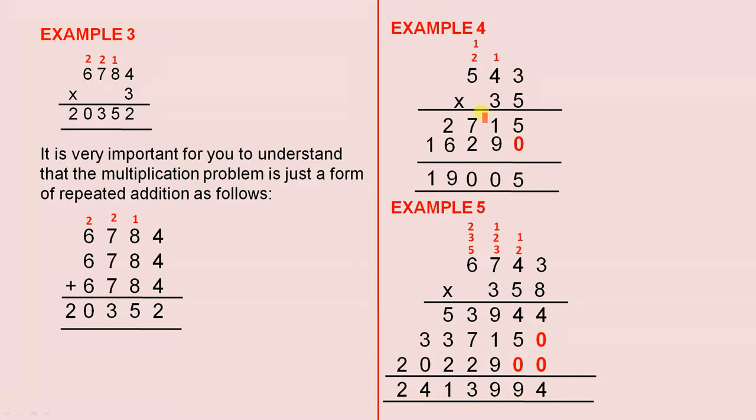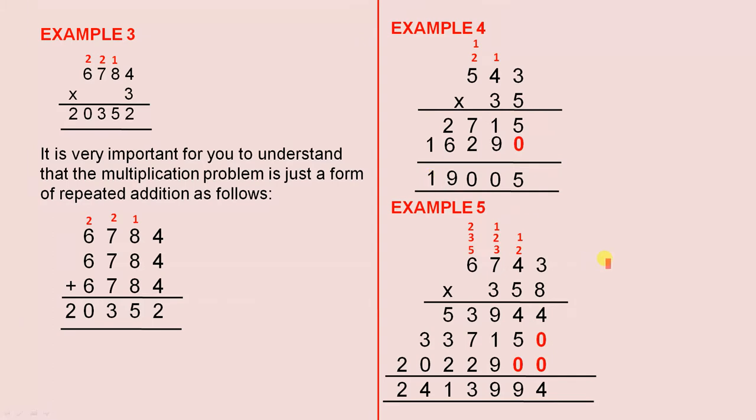3 4s are 12. Put down the 2 and carry the 1. So the 1 up here is the result of multiplying by this 3. 3 5s are 15, plus 1 is 16. There. Add all these numbers up, and you'll get the answer of 19,005. Notice everything is in column order so you don't make a mistake. You must have things perfectly in each column. Units, tens, hundreds, thousands, 10,000s, and that way you can't make a mistake.